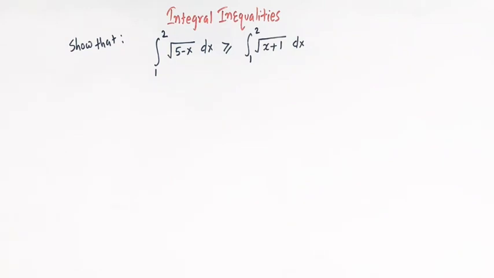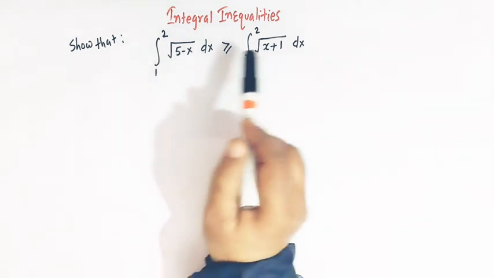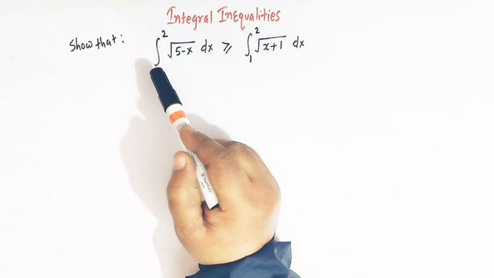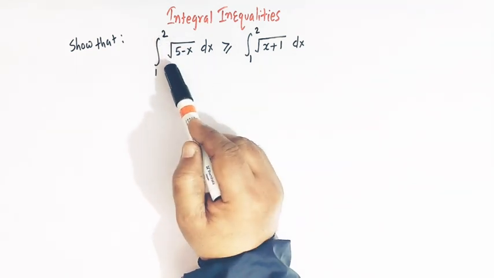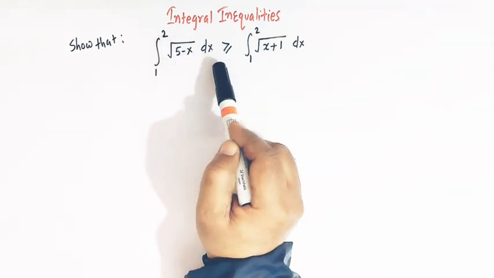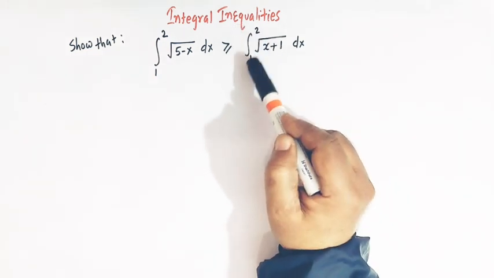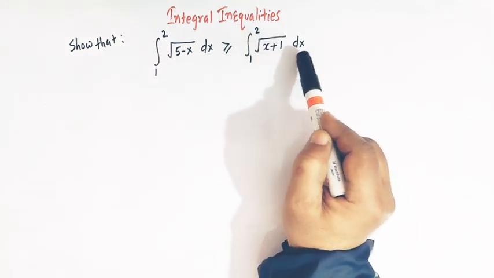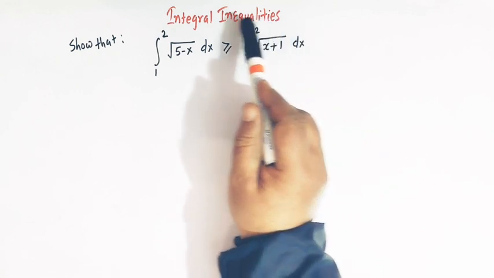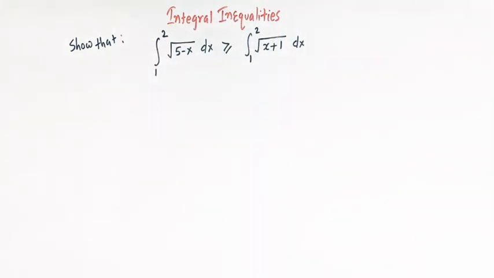Hello viewers, in today's class we are going to discuss one important problem from integral inequalities. In this session we'll see how to prove this inequality in which we have the integral from 1 to 2 of square root of 5 minus x dx is greater than or equal to the integral from 1 to 2 of square root of x plus 1 dx, right? We'll prove it by the method of graphs.